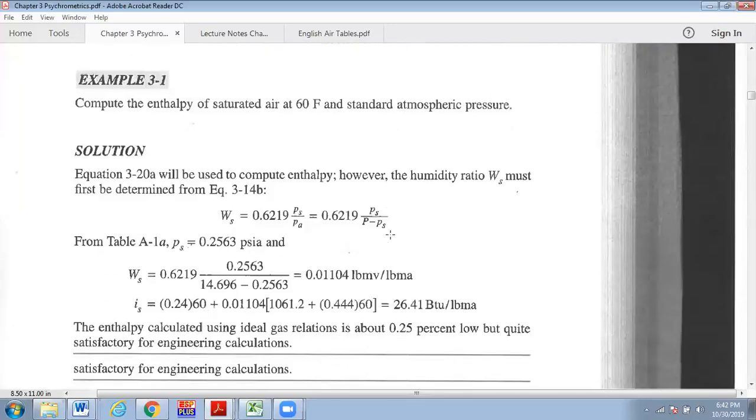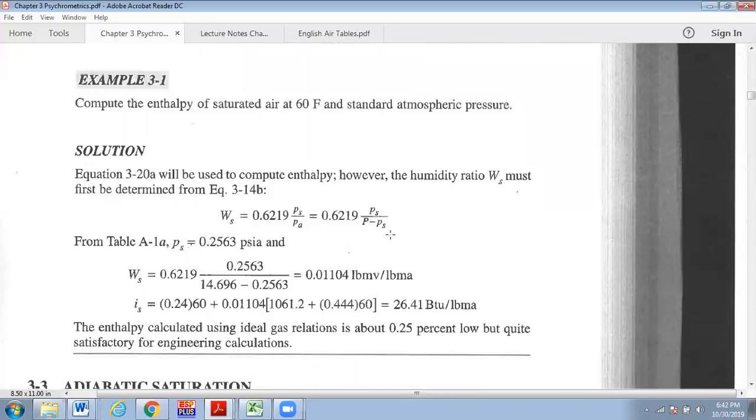Okay, and so we've got a little example problem here. We want to compute the enthalpy of saturated air at 60 and standard atmospheric pressure. So standard atmospheric pressure is what? 14.696. Yeah, because it rounds to 14.7.